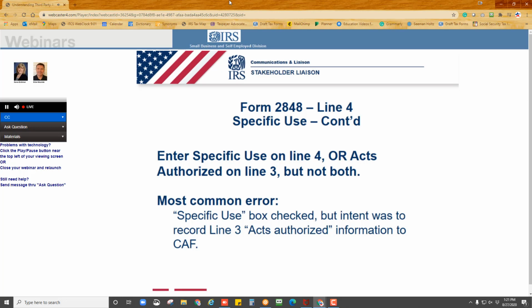If there was a reason why you needed to do a 2848 for a specific use, and you also needed to do one for certain types of tax and tax periods, you'd want to do separate 2848s for that. The specific use one is not going to be added to the CAF, but the one with certain tax forms and periods will be added to the CAF.